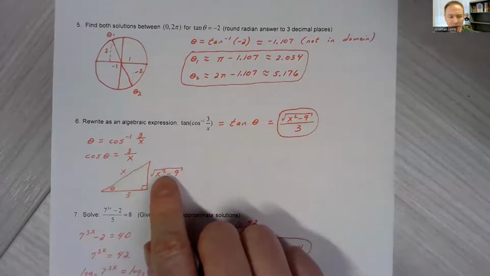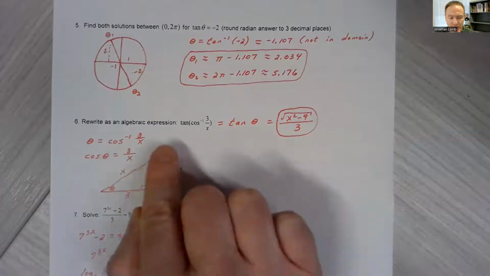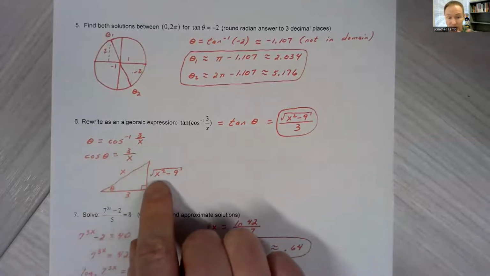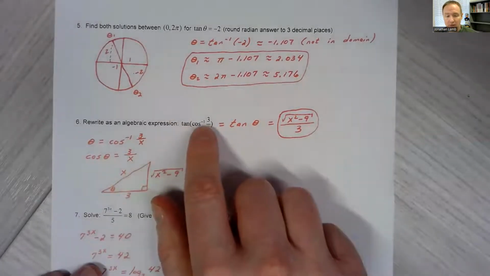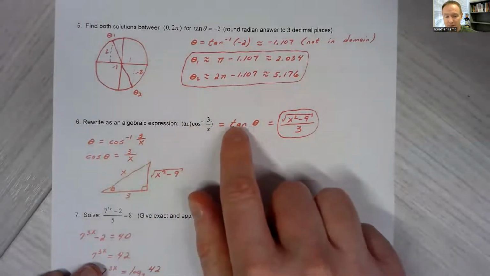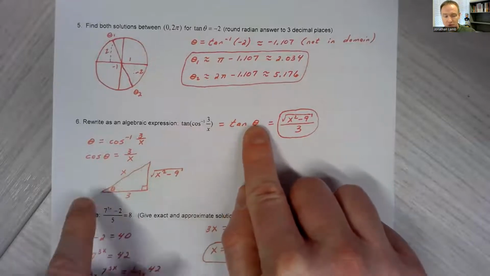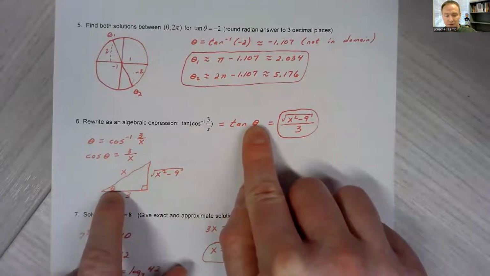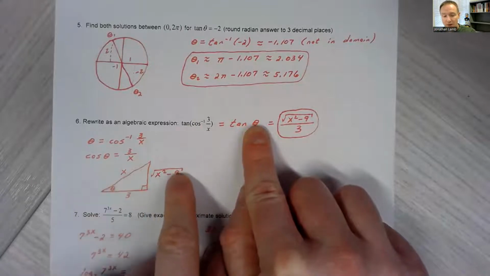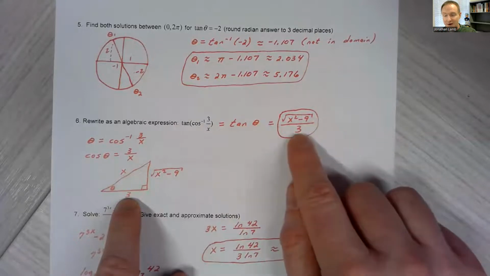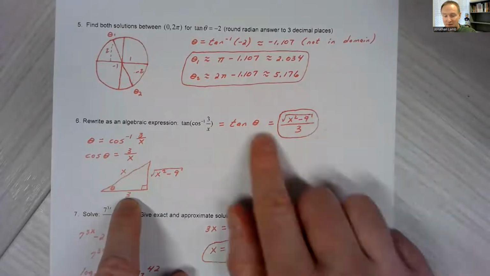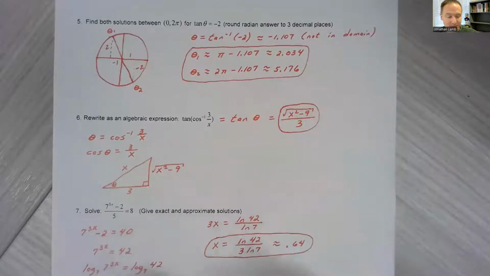So now that I have my trig triangle set up, can I solve this problem? Yeah. The tangent of the inverse cosine simplified down to the tangent of theta. Look at your triangle and tell me what the tangent of theta is. The tangent of theta should equal the ratio of opposite over adjacent, the square root of x squared minus 9, all divided by 3. Final answer there, gorgeous.